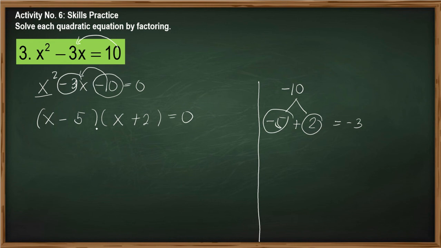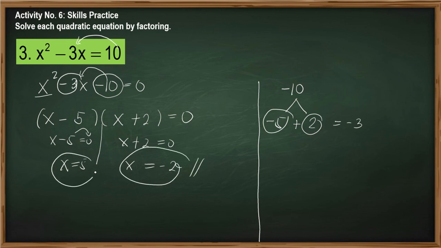Then, we apply the zero product property. So, we have x minus 5 is equal to 0. X plus 2 is equal to 0. Transpose, so we have x is equal to 5. We have x equals negative 2. Okay? So, ito yung ating mga solutions.